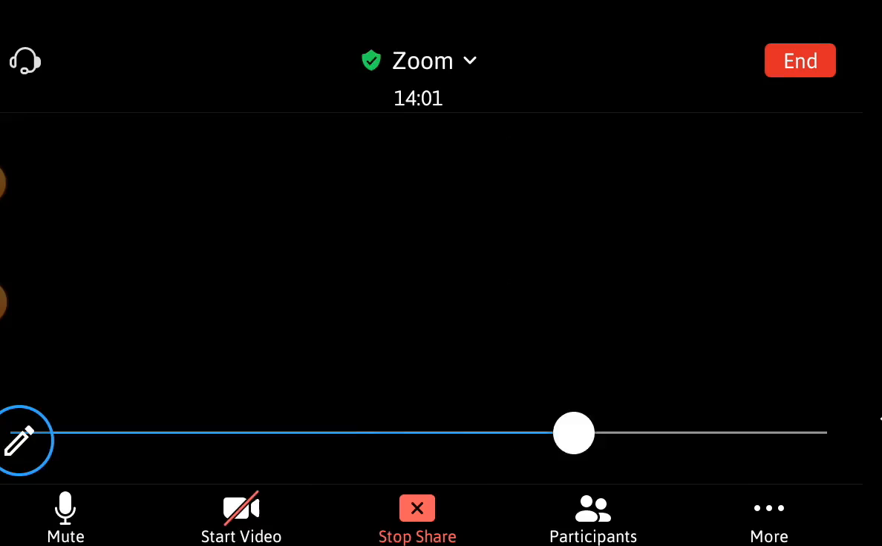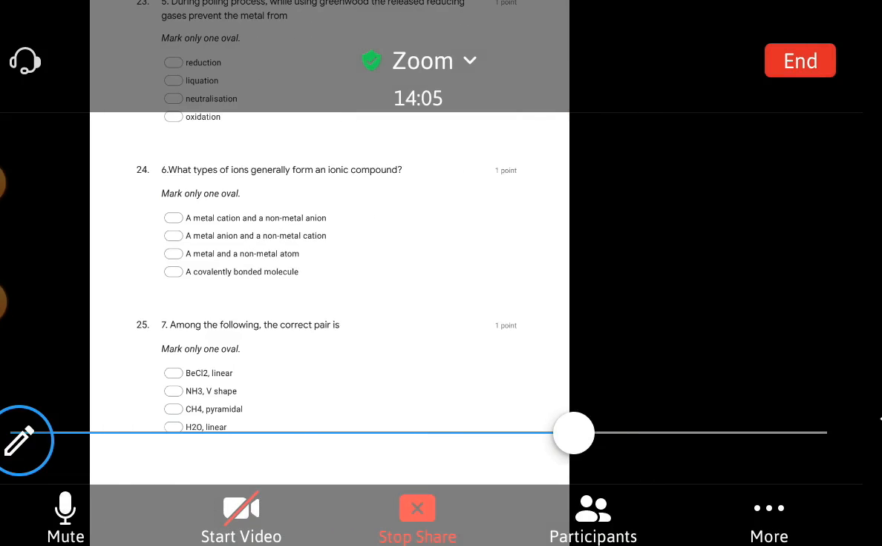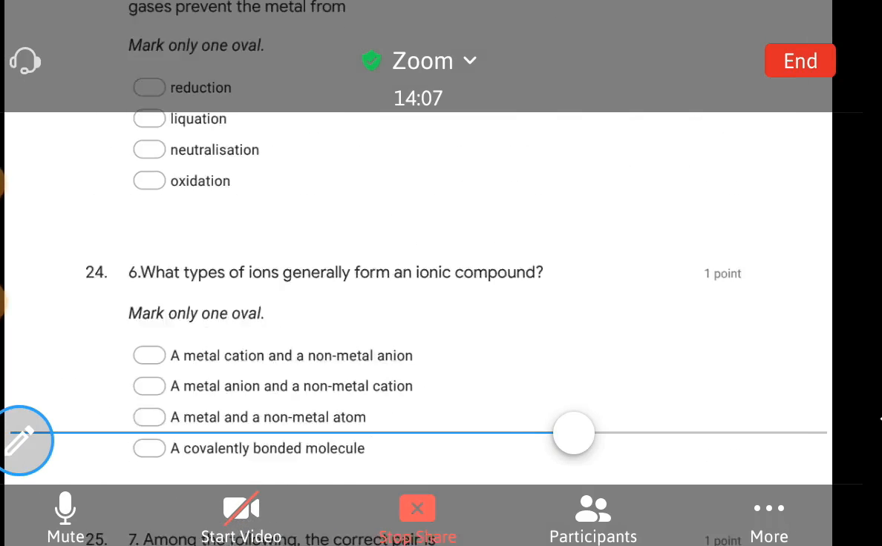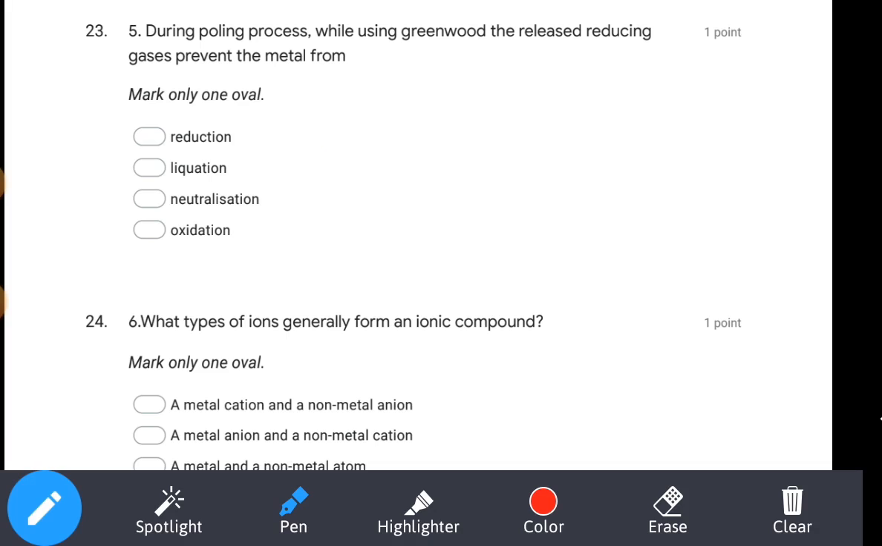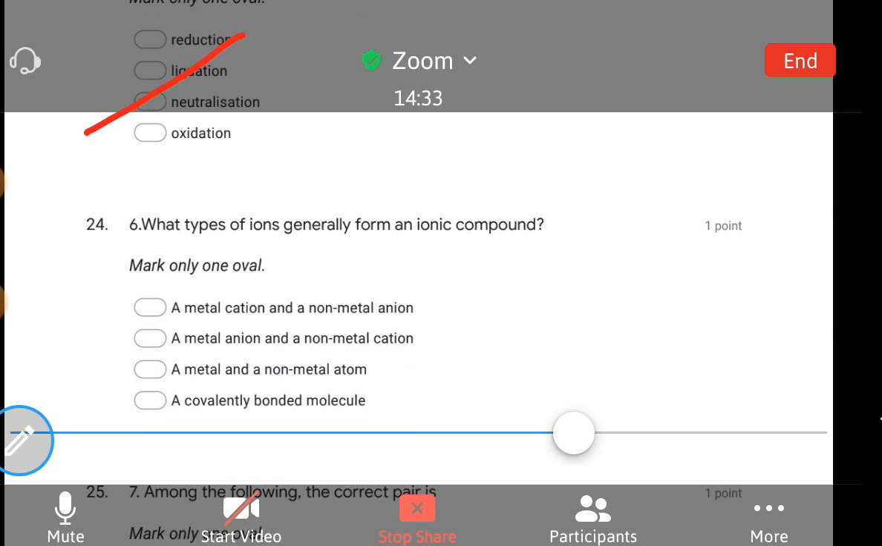Let's see the next page. Let me zoom it. During the poling process, okay, poling. While using green wood, it releases reducing gases. Prevent the metal from what? Oxidation. Okay, oxidation is our answer. This question has already been discussed in the sets I uploaded on my channel. You can see there, for the metallurgy chapter, I have already uploaded 4 sets. So let's see the next question.